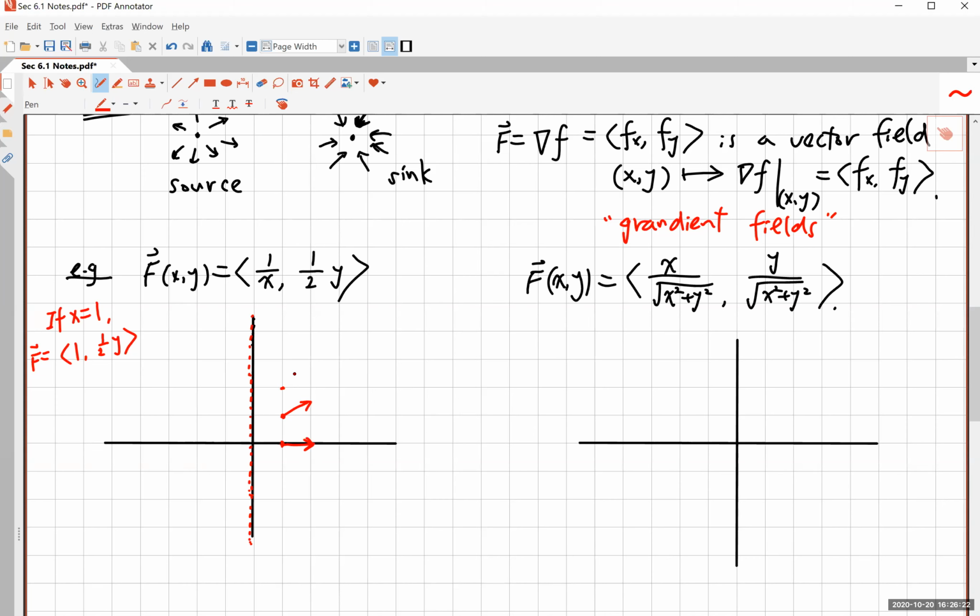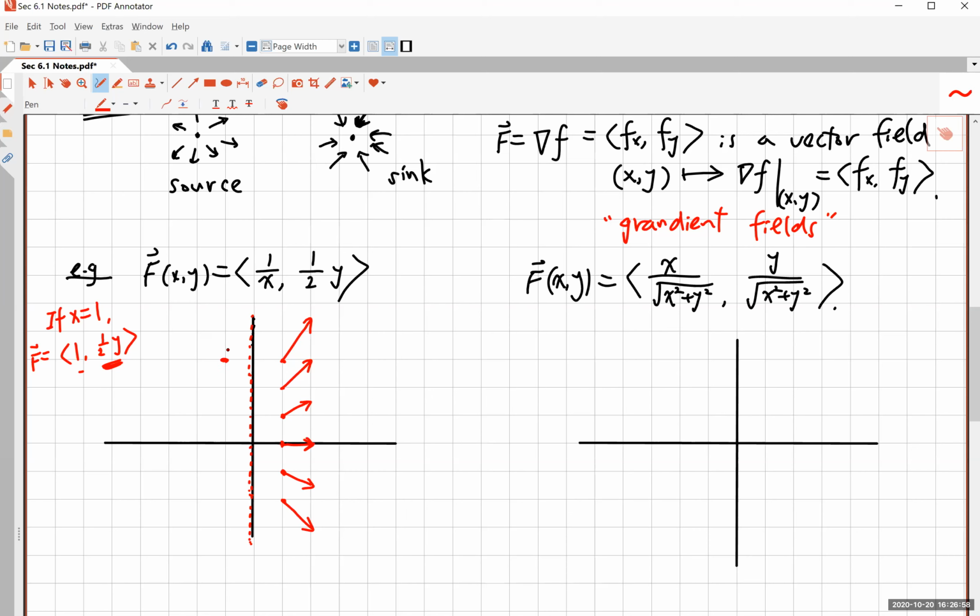At this point, what is that? This is (1, 2). Then it'll be 1, and half of 2 is 1, so it'll be this. And this is (1, 3), so it'll be 1, comma, 3/2. That's 1, comma, 1.5. The same thing happens here. The y-coordinate here is -1, so the y-coordinate of the resulting vector is -1/2. And at this point, it'll be (1, -1). I think you get the idea.